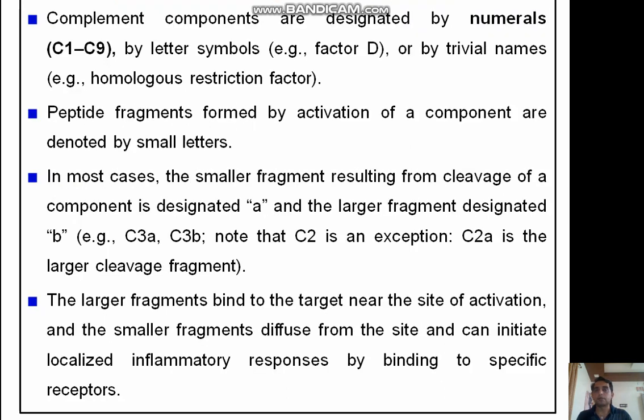Now let us see how many different types of complements exist. Generally, complement components are designated by numbers from C1 up to C9. Sometimes they are symbolized as a factor, and sometimes they are given trivial names, for example, homologous restriction factor. Peptide fragments formed by the activation of complements are generally denoted by lowercase letters.